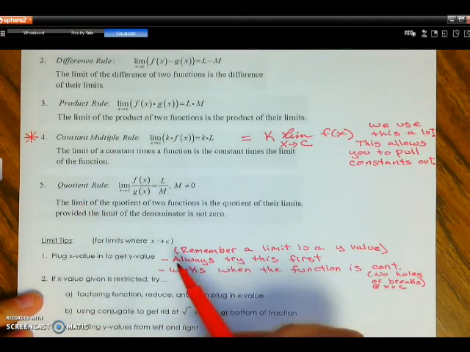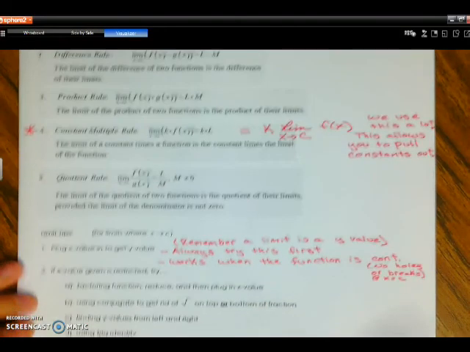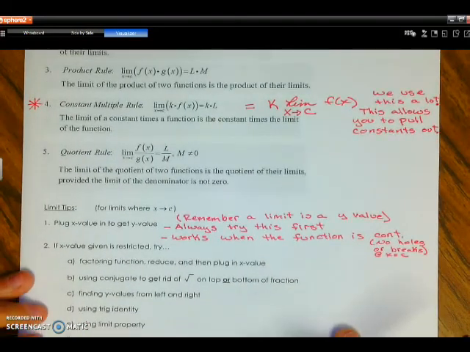The quotient, very similar to the product one, right? As long as you have two functions there, then the limit of the quotient is the quotient of the limits, okay? Just make sure your denominator is not 0 there, okay?